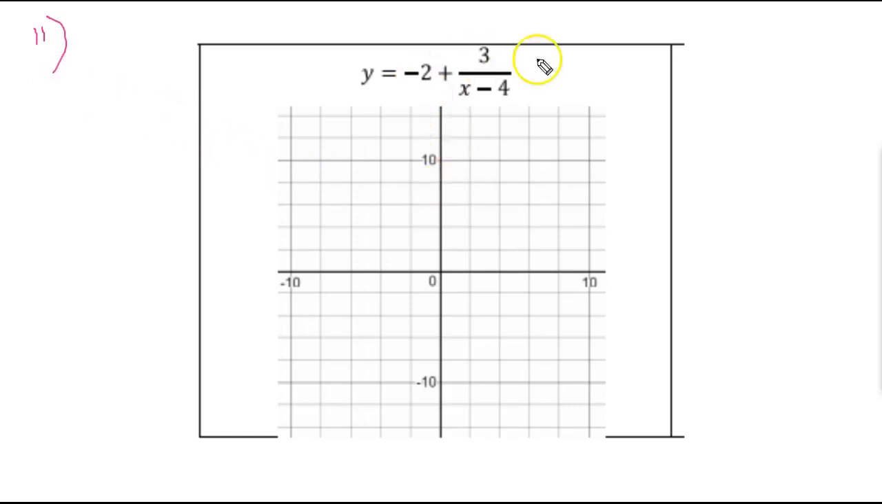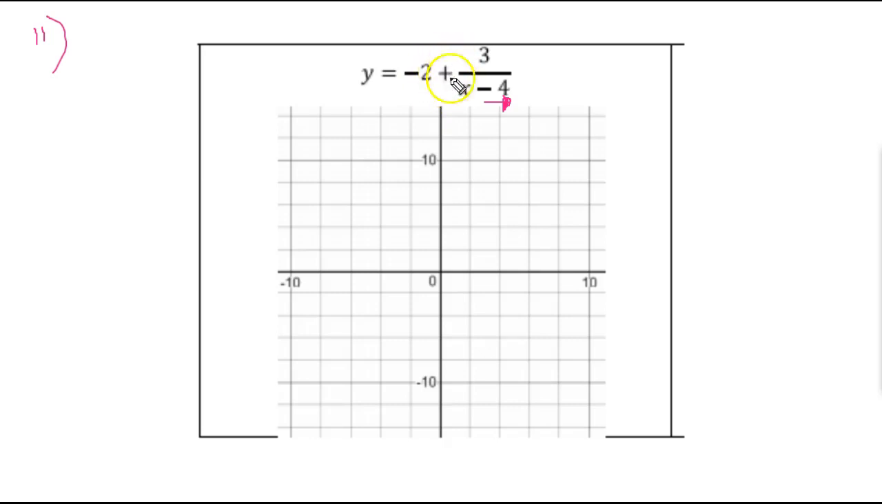So when I look at this particular equation, I want to identify what are the transformations that are happening. So it's subtracting inside the denominator. So that is going to make me go to the right 4 spaces. Now don't get confused that this is up front. What matters is that it is outside of the function. If it is outside of the function, then it's doing some kind of up and down shifting.